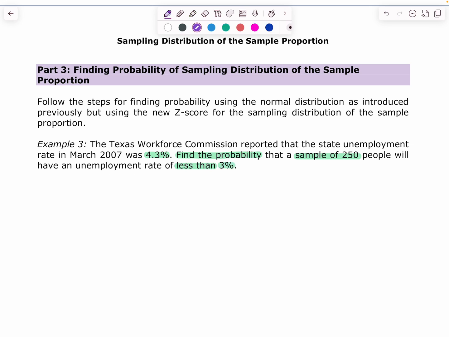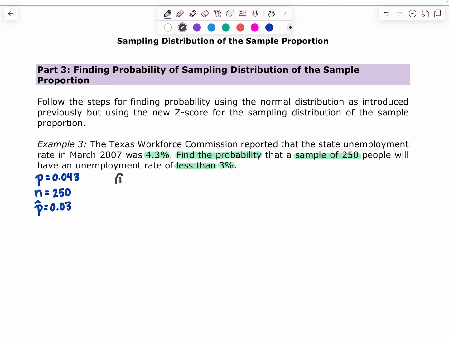So over on the side, I'm going to write down p, n. I've been given p hat in this case because I was given less than 3%. And those are all the numbers I've been given. So our p is 0.043. That was the overall unemployment rate. Our sample size is 250. And then the sample proportion that we're interested in is 3%, so 0.03.